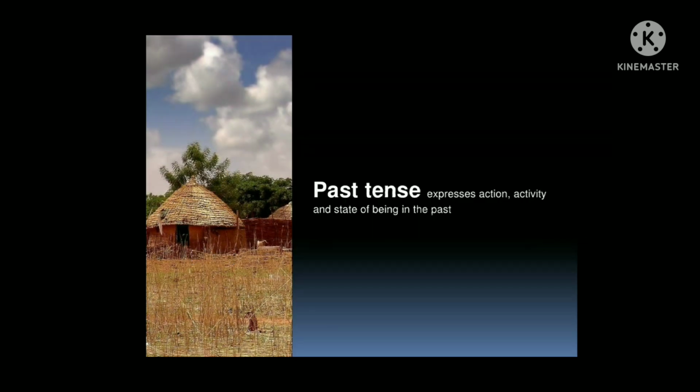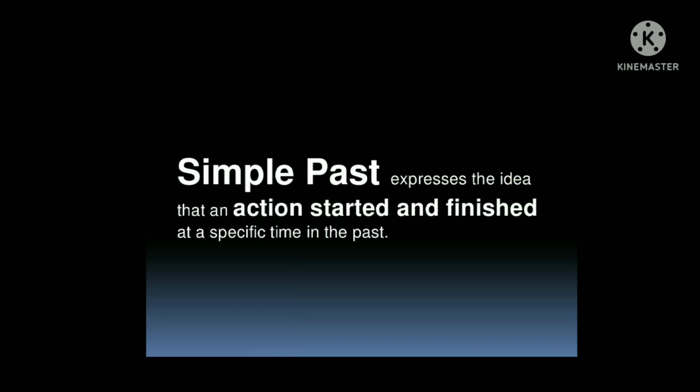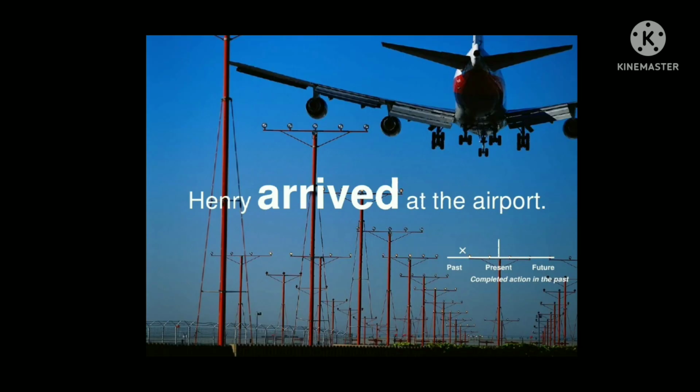So past tense expresses action, activity and the state of being in the past. That we were working in the past and the action has been done in the past only. Simple past expresses the idea that an action started and finished at a specific time in the past. Means it started in the past and it got finished in the past. So it is a past idea, a past thing that has happened.